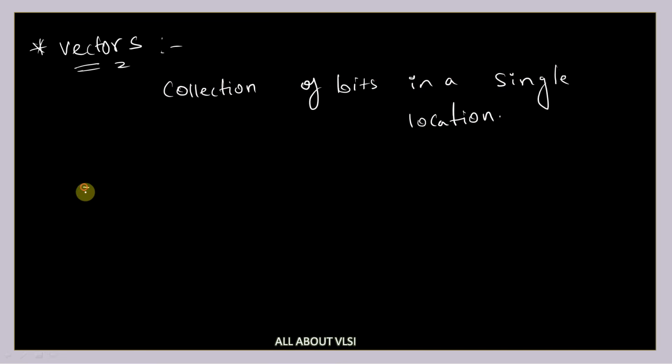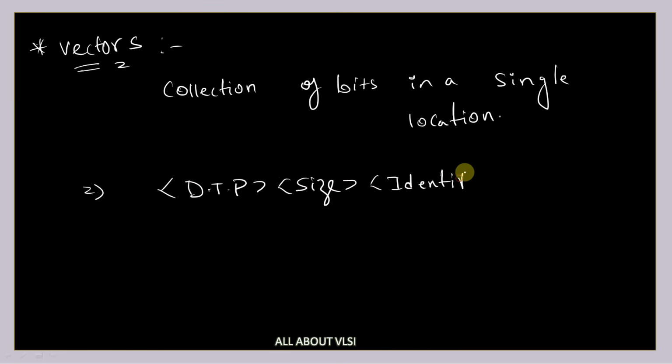And the syntax for this is data type followed by size followed by identifier. This is the syntax which we are going to use for our vectors, and the size is mentioned before the identifier. For example, reg, and how to give our size. Let's say if we want to have a reg variable which can hold 3 bits of data. This is our variable a, which can hold 3 bits of data.